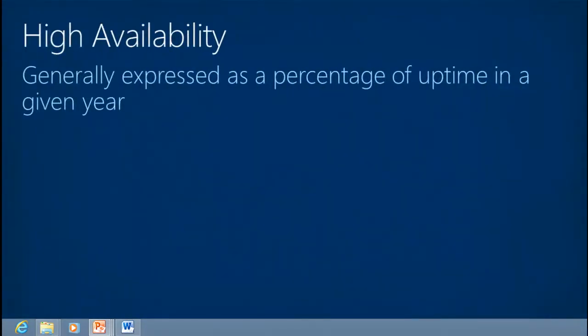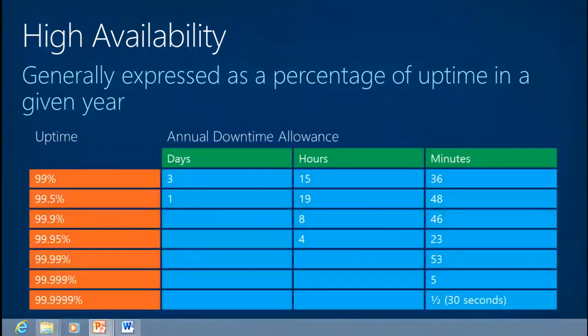It's usually expressed as a percentage of uptime, and that's represented by a number of nines. So if you look at the graph that's on the screen right now, you have a series of uptimes, and those uptimes are related to the annual downtime allowance. And what are those allowances? If you look at 2 nines, you can effectively have 3 days, 15 hours, and 36 minutes of downtime in any given year to achieve 2 nines.